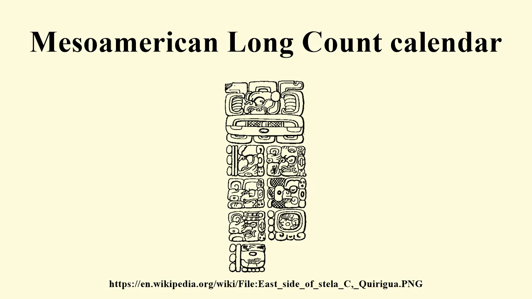Using the GMT correlation, the current creation started on September 6, 3114 BC in the Julian calendar, or August 11 in the proleptic Gregorian calendar. The study of correlating the Maya and Western calendar is referred to as the correlation question. The GMT correlation is also called the 11.16 correlation.